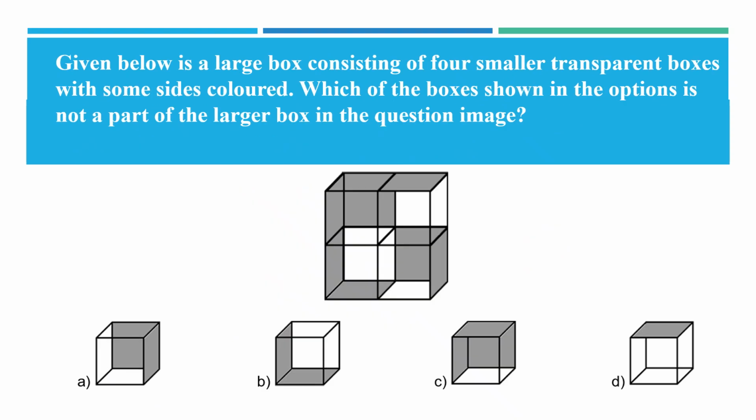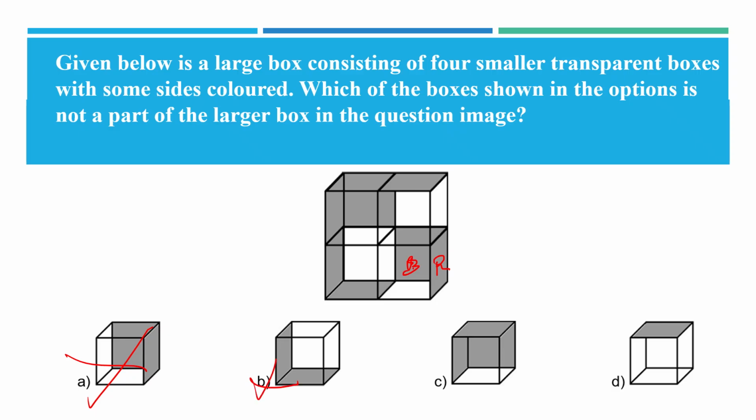Given below is a large box consisting of 4 smaller transparent boxes with some sides colored. Which of the boxes shown in the options is not a part of the larger box? Okay, let us go with A. As you see, the right side is shaded and the back side is shaded. Is there any such image here? Yes, I go with the fourth small square, which has two sides shaded, the right and the back side. So option A is not my answer.